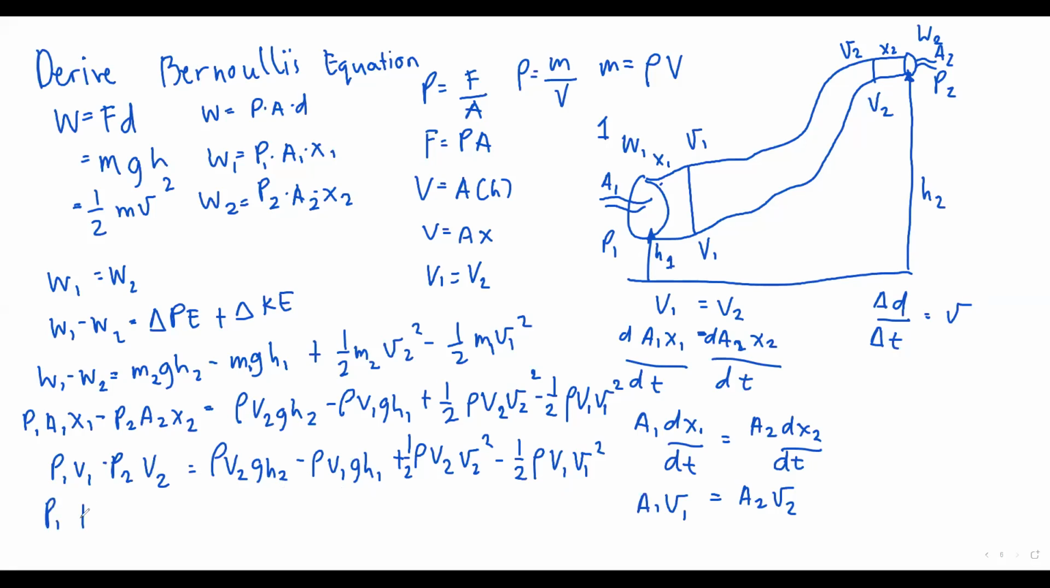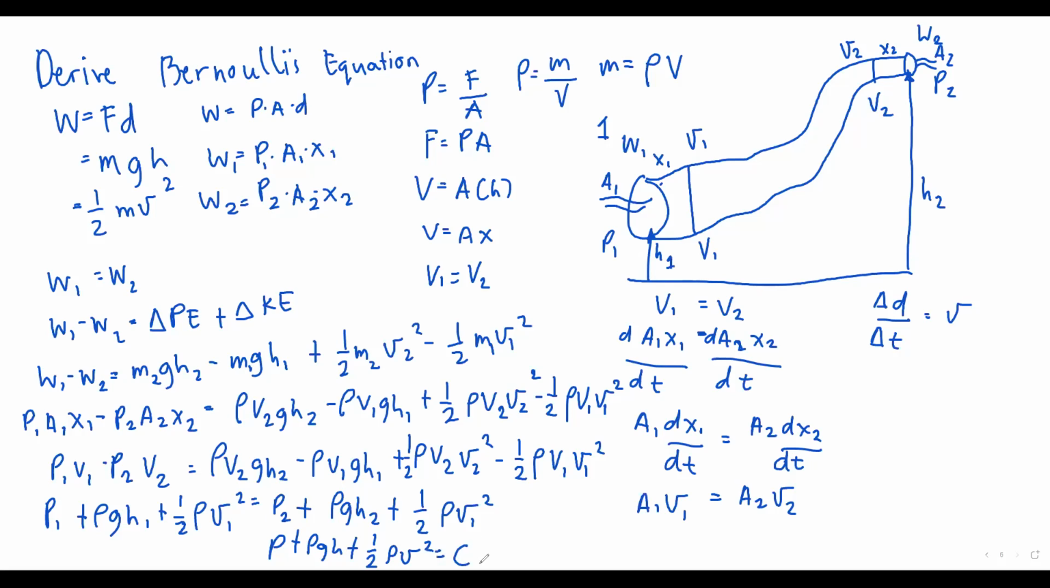So magiging P1 plus rho GH1 plus 1/2 rho velocity 1 squared is equals to P2 plus rho GH2 plus 1/2 rho V2 squared. Okay? And then, kung mapapansin nyo, technically, from this idea, from the volume flow rate, from this formula, yung Bernoulli is equal dito. And then we can say that pressure plus rho GH plus 1/2 rho V squared is constant.